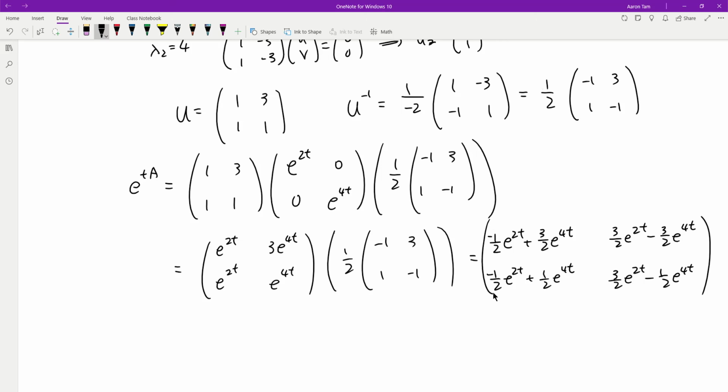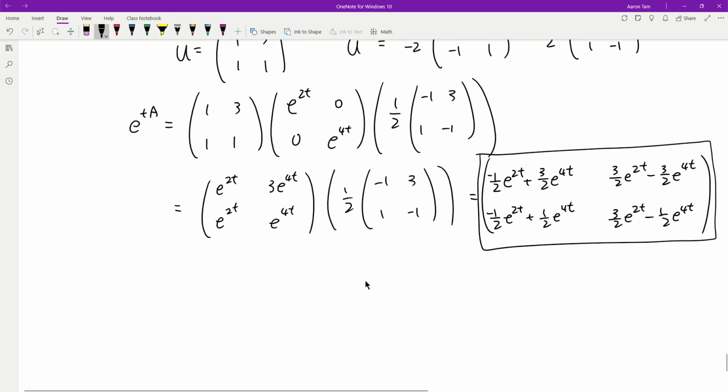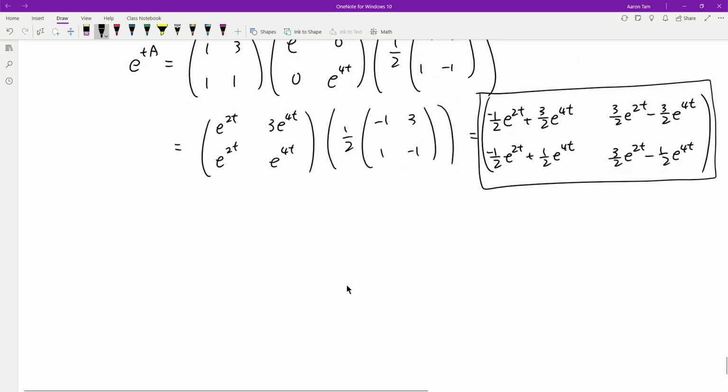After you do the matrix multiplication, that would be my e to the tA right here. Trust me, it's probably not a good idea to try to figure out what it is through a summation and a power series and a convergence of the power series. It's probably not going to be too easy to figure this out. I would not recommend it, of course.